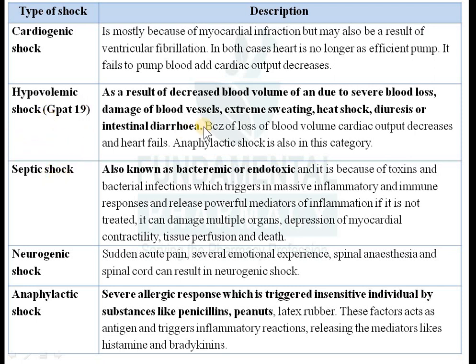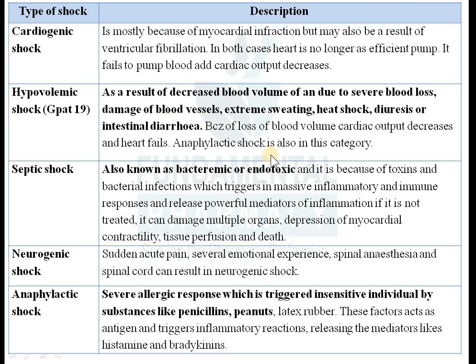Then the next one: because of loss of blood volume, cardiac output will be decreased and the heart will fail. That is nothing but hypovolemic shock. As a result of this condition, there will be loss of blood volume, and because of decreased blood volume, the heart rate and cardiac output will decrease, and the heart will fail.